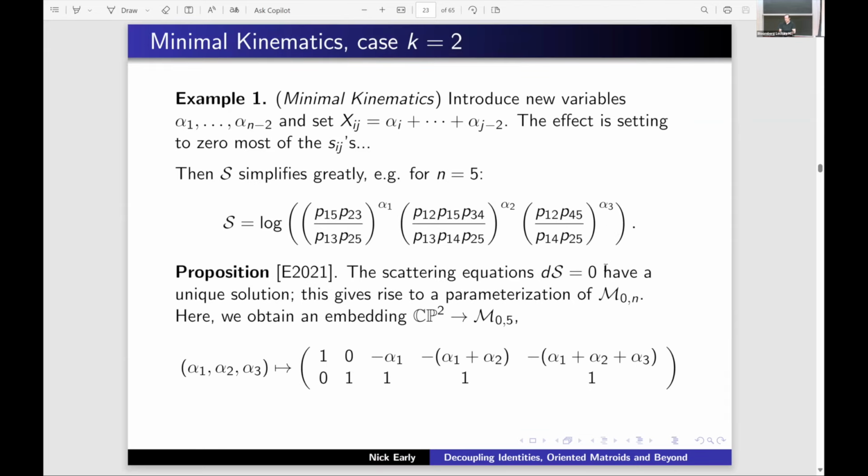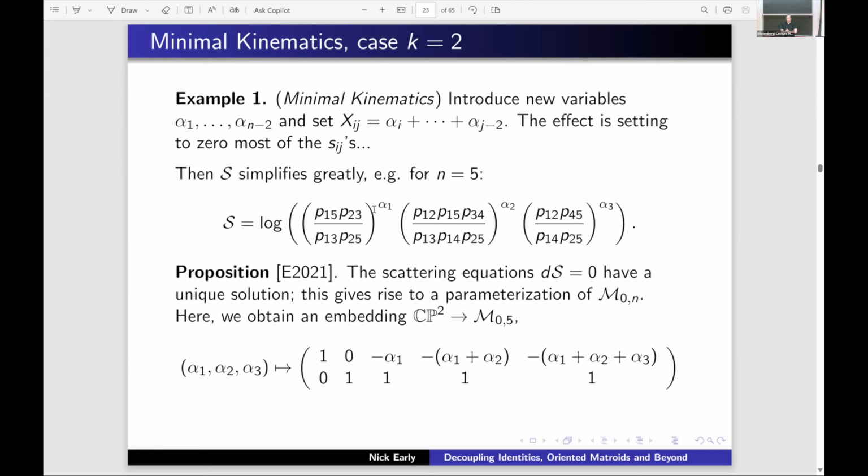So, minimal kinematics. We'll impose some linear constraints on the planar basis elements, just saying that Xij is equal to the sum of new variables alpha 1 through alpha n minus 2. This introduces linear relations among the Xijs. And the effect is you set to 0 most of the Sijs. Good number, and here's what you're left with.